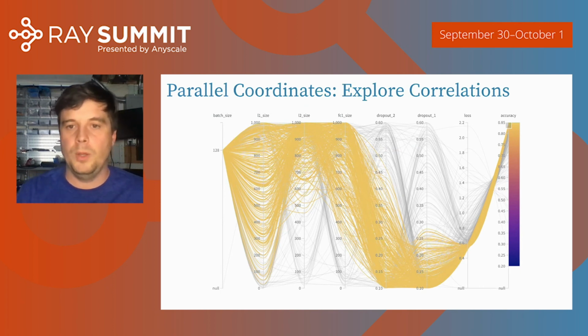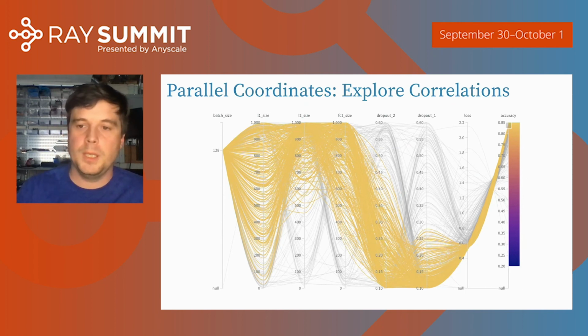And it shows me right off the bat, by just following the yellow lines, that high accuracy is correlated with low dropout, and also high fully connected size and high L2 size, maybe not so much correlated with L1 size. And so you can actually click through that bit.ly link, and you can play with the parallel coordinates chart, and you can see for yourself how useful this simple exploration can be.